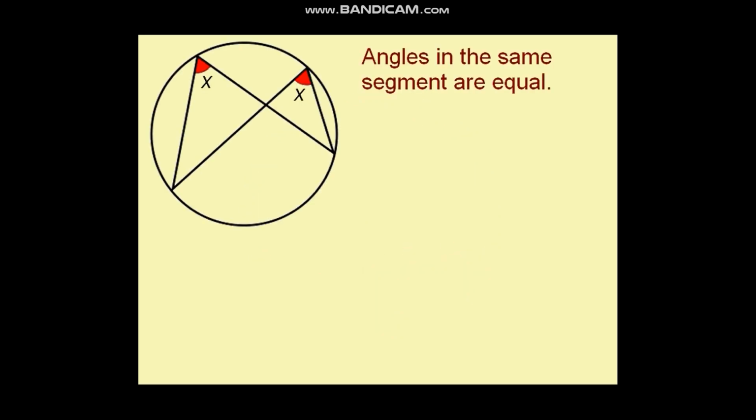What the circle theorem says is that angles in the same segment are equal. What this means is that if I draw my chord here, I've got 2 angles here that are in the same segment, and they will be the same as each other.